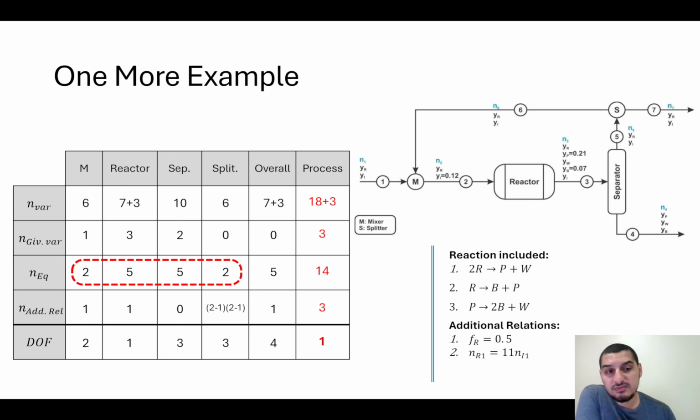If you have a given flow rate, and this flow rate, let's say, is the flow rate of stream number 7, you are adding one piece of information to the overall and one to the splitter. So the splitter is not solvable, the overall is not solvable, but then you know that you cannot solve because this would be 0. And in this case, you have to find the solution with the given information.